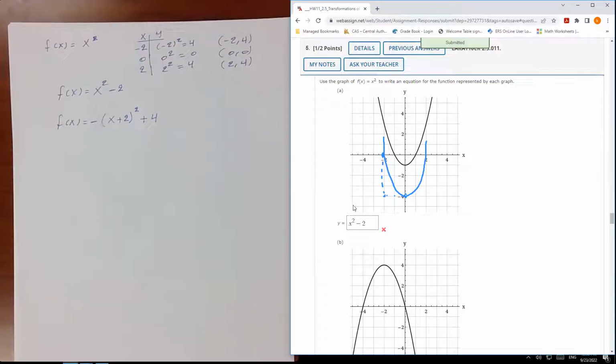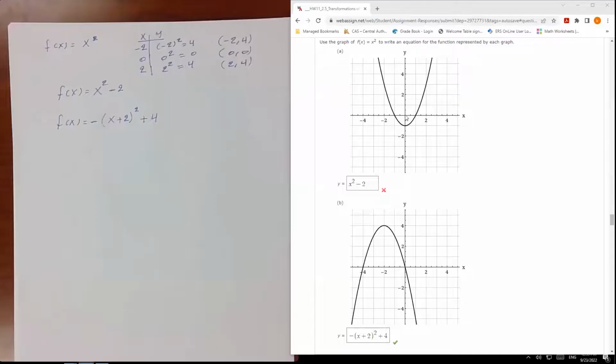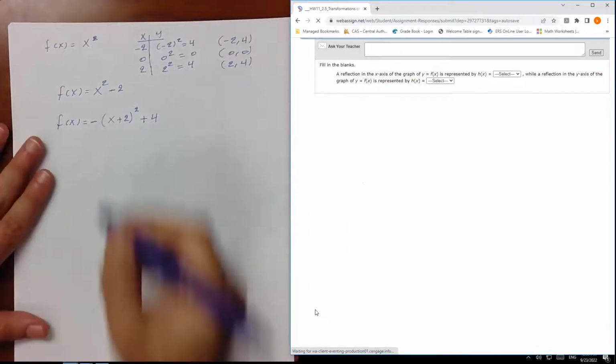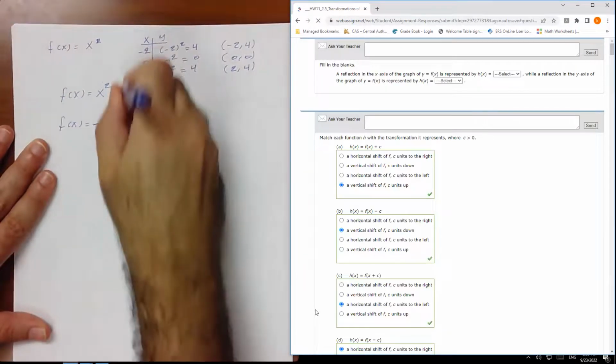What's wrong with this one? It says shifted down. So for this one, it shifted down not 2 units, it shifted down 1 unit. So I have to fix this one. I made mistakes. So be careful with the numbers. This is 1, and here's the 2. So this one is going to be shifted down by 1.